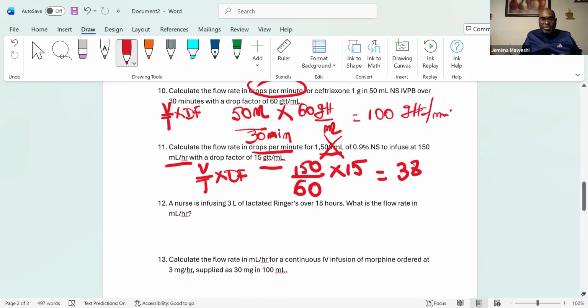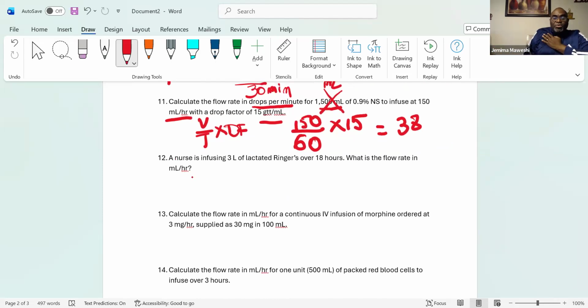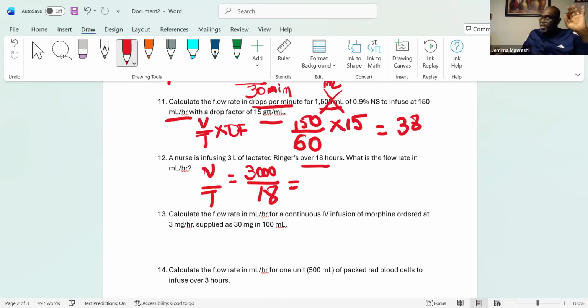Good job. Let's look at here. What are we looking at? Number 12, milliliter per hour. You see the word over, boom. It means what? Volume over time. My volume has to be in milliliter, so this becomes 3,000 milliliter. My time has to be in hours. It is in hours. That's a good job. So now I'm going to do 3,000 divided by 18. You see, I have 166.666. Rounded to the whole number, it becomes 167.